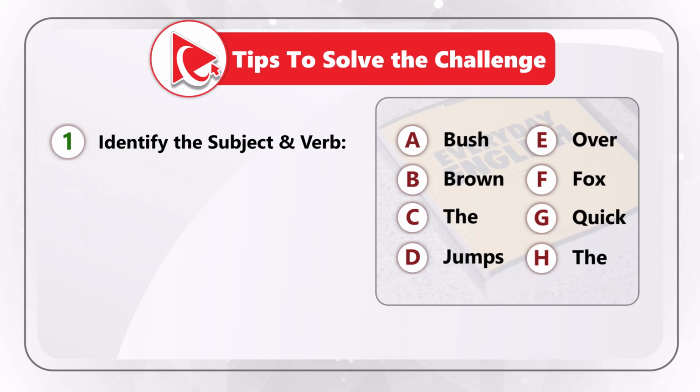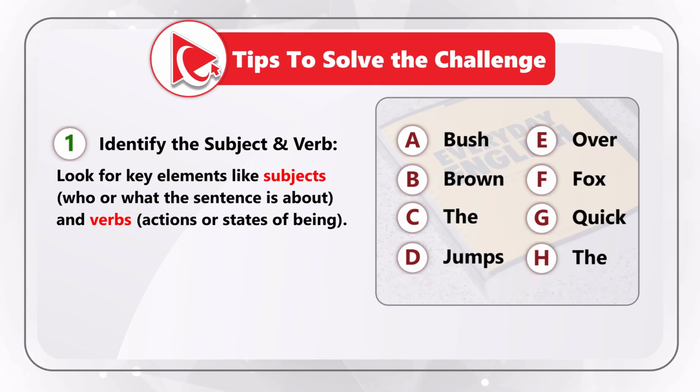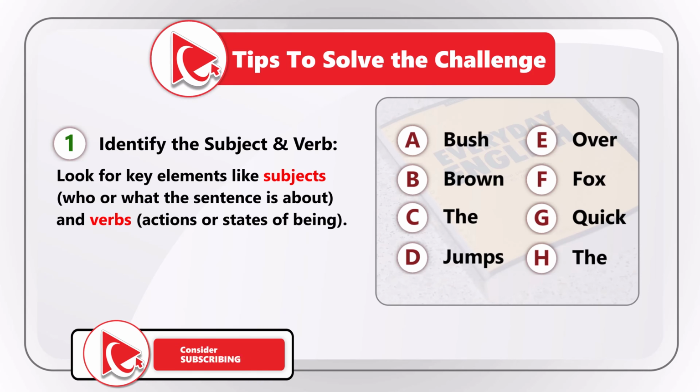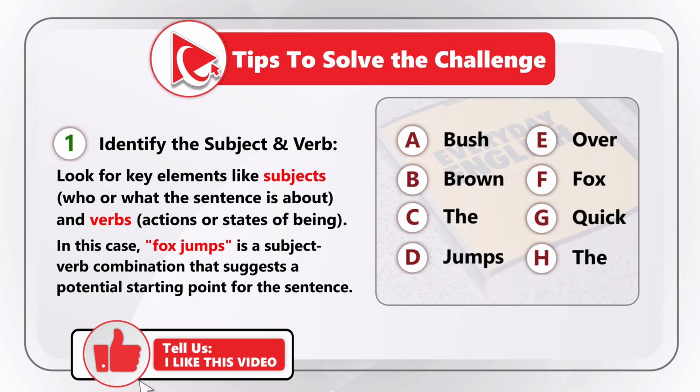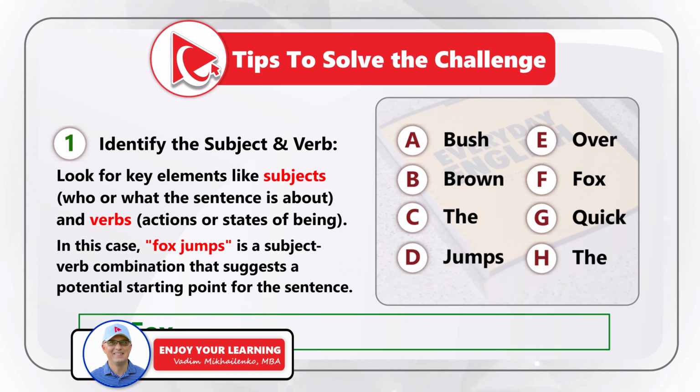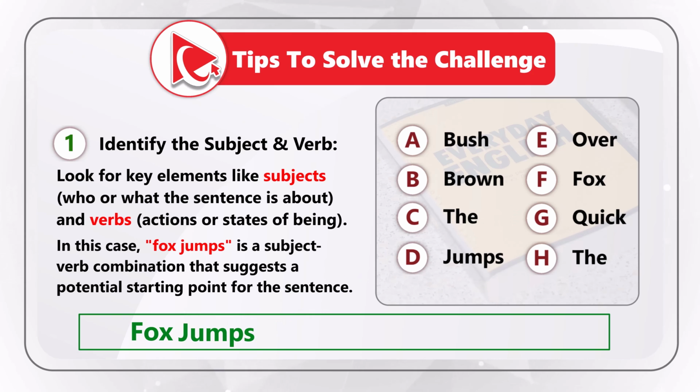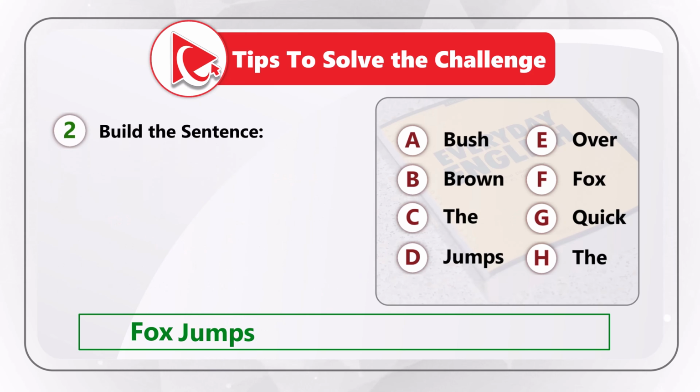The first step here is to identify the subject and verb. You need to look closely at the subject, who and what in the sentence is all about, and verbs, actions or states of being. In this particular case, fox jumps is the subject-verb combination that suggests a potential starting point for the sentence.